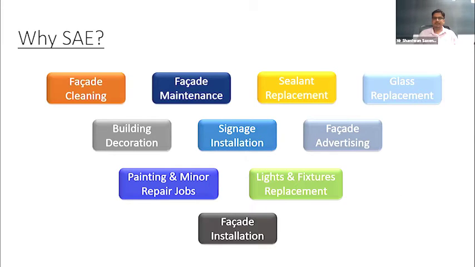So why is suspended access equipment required? The prime objective is facade cleaning, facade maintenance, sealant replacement, building decoration during the festive seasons, signage installation, facade advertising, painting and minor repair jobs, lights and fixtures replacement, and facade installation.